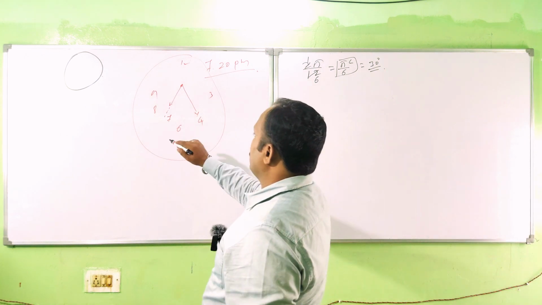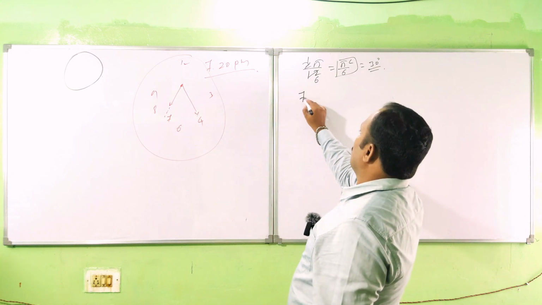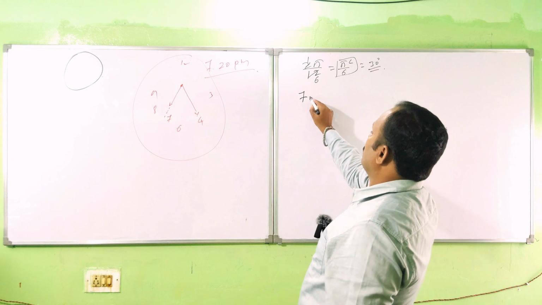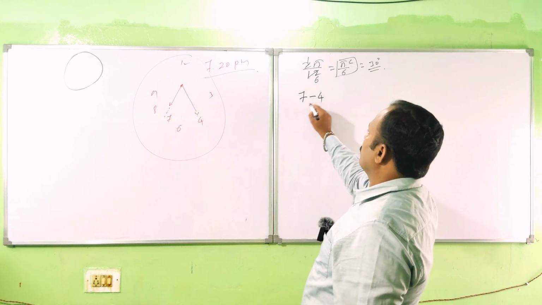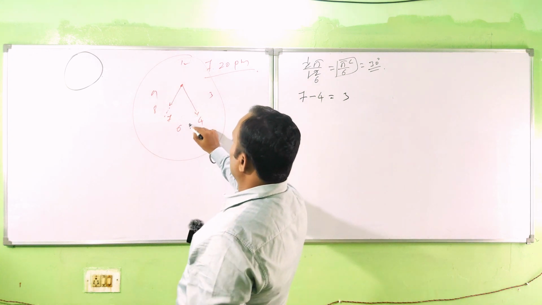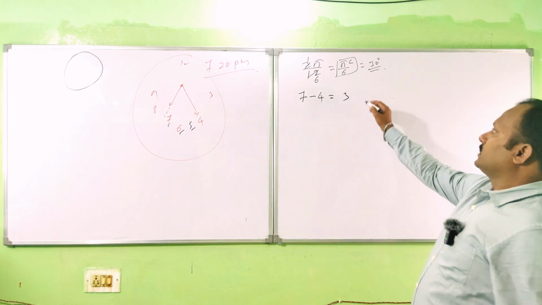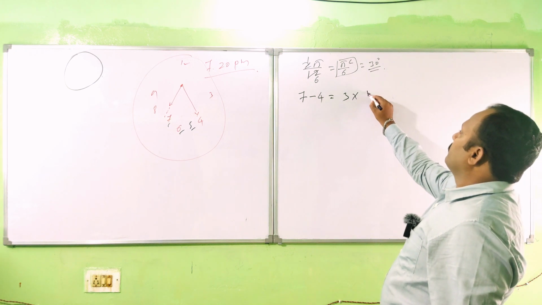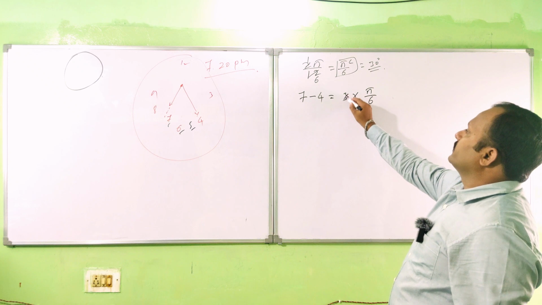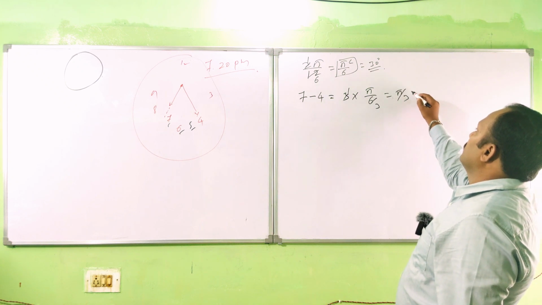The hour hand is at 7, and the minute hand is at 4. This becomes 7 minus 4, which is 3, meaning there are 3 divisions: 1, 2, 3. So 3 into pi by 6, which is pi by 2 radians.